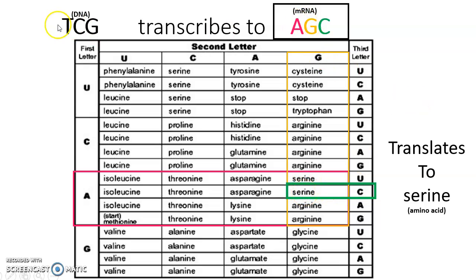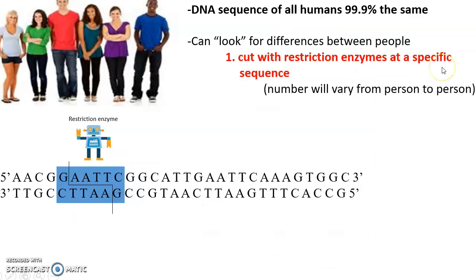So AGC, that codon translates to serine, the amino acid serine. Now, you do not have to memorize this chart. It will be provided for you, but you will have to be able to use it for the quiz and for the Unit 1 exam. So make sure you understand how to use this lovely chart. First letter in the codon, second letter in the codon, third letter in the codon.